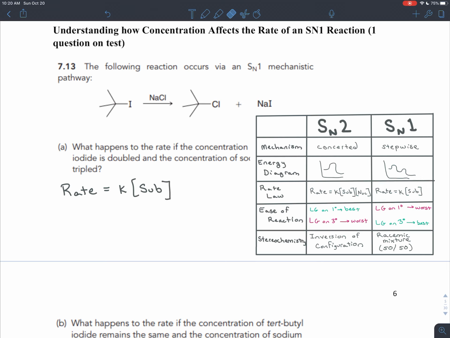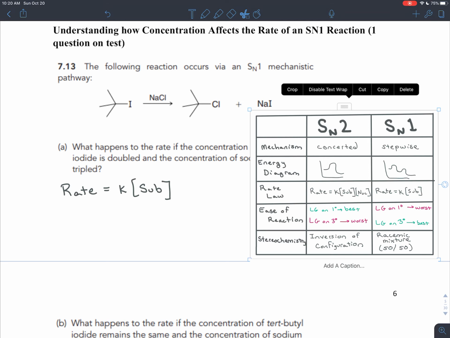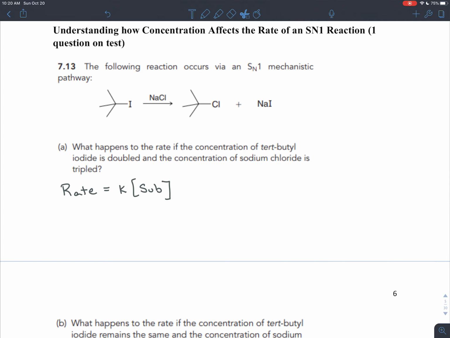And that's because the slowest step, the rate limiting step, is the loss of a leaving group, and that only involves the substrate for an SN1 reaction. So if you want to review how we're getting that rate law, go back to that video on understanding substitution reactions. In this video, I just want to apply that.